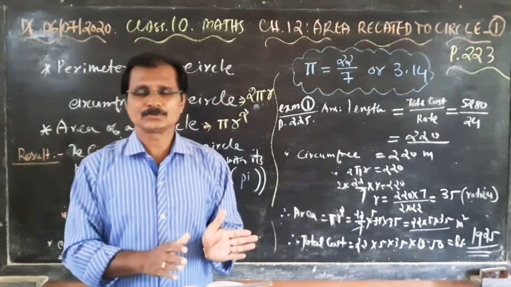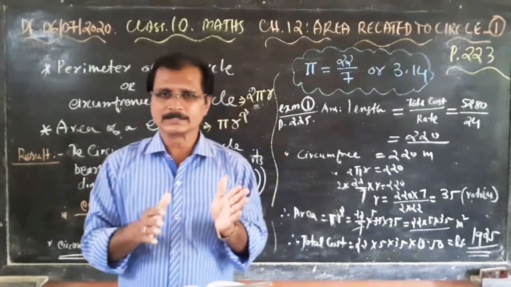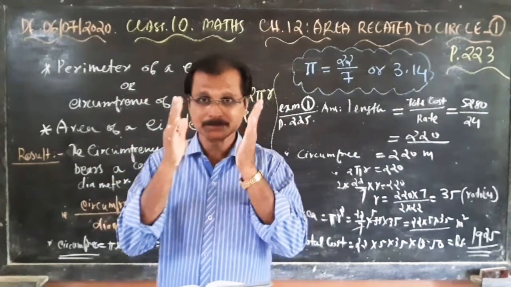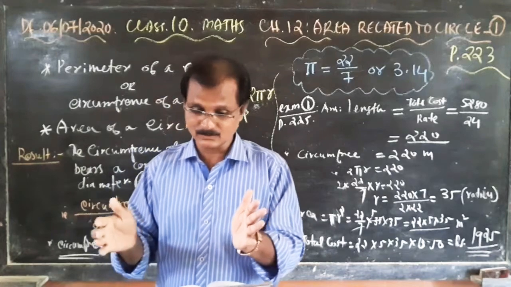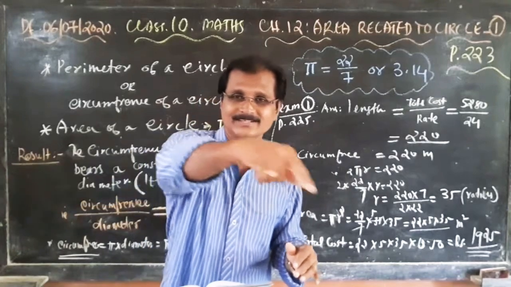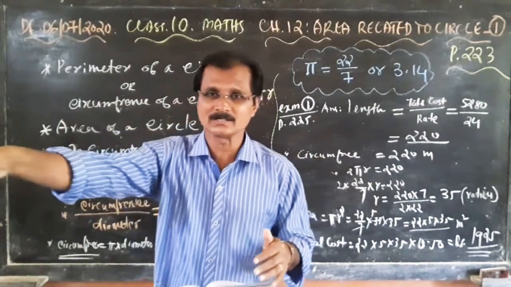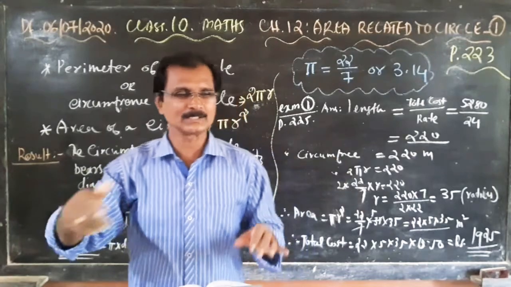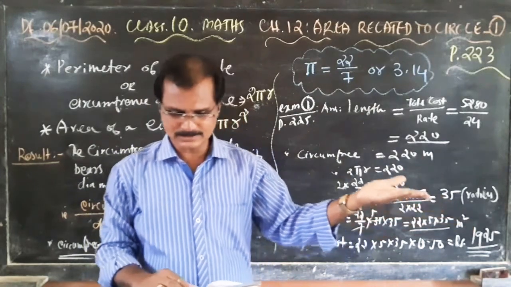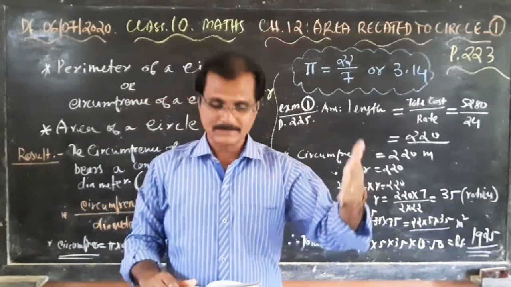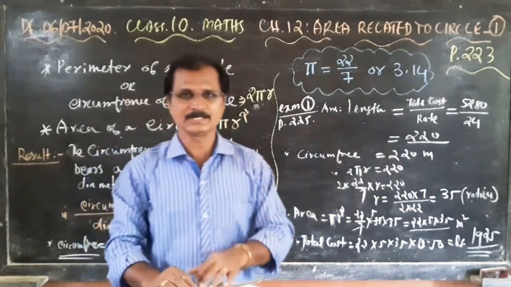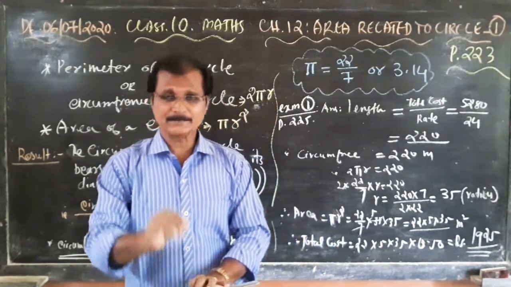Now you need to read between these lines and try to understand the story inside it. The cost of fencing a circular field. Fencing means boundary wall. Either you can make it with wires or you can make it with bricks. Here it is fencing, making boundary walls of a circular field. The shape of that field, a farm and a field, is circular.